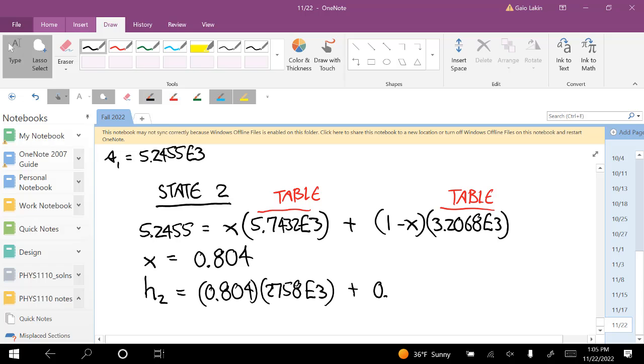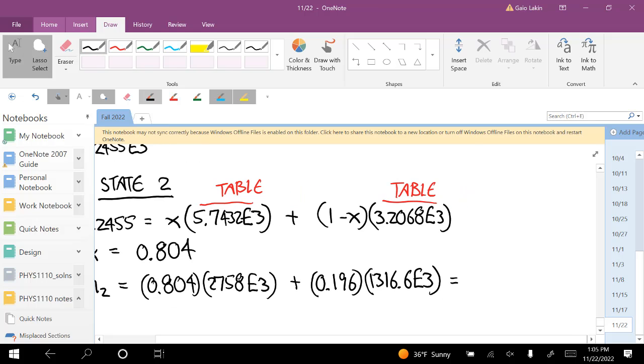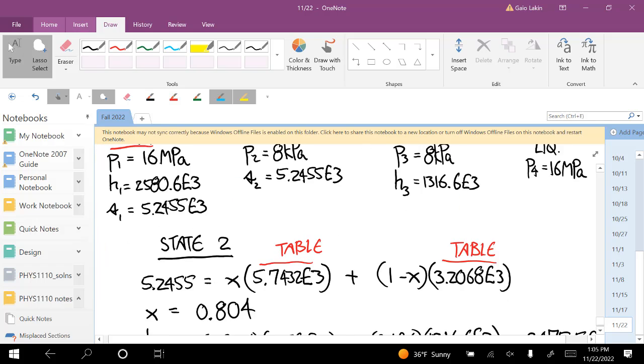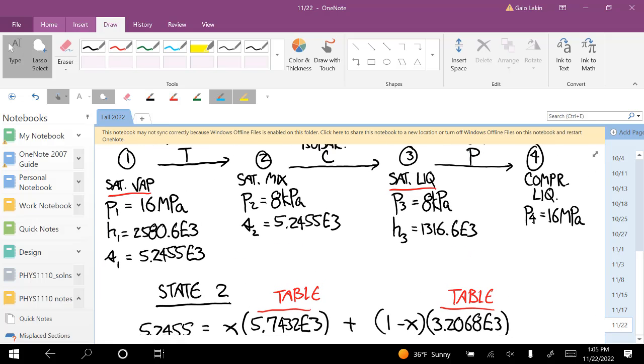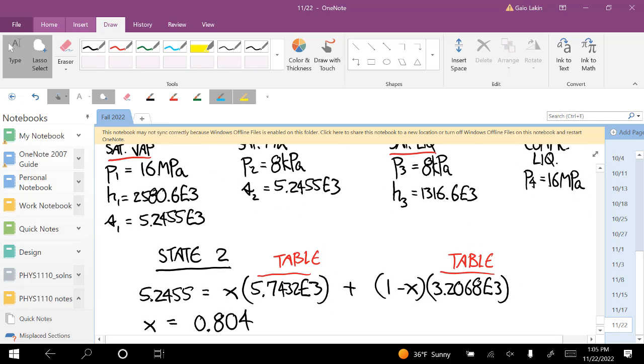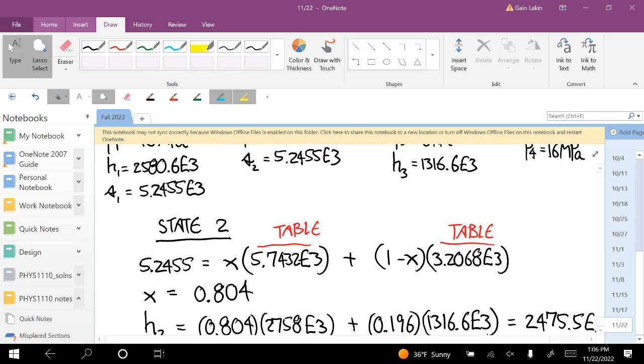plus 0.196 times the quantity 1316.6 times 10 to the third. And you get 2475.5 times 10 to the third. And now that goes there.